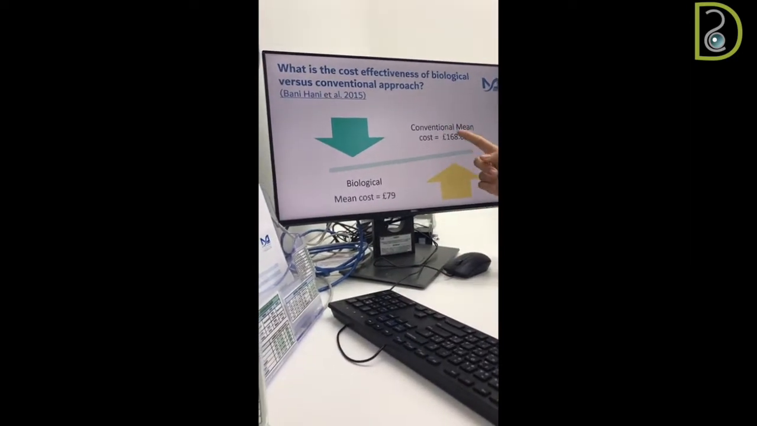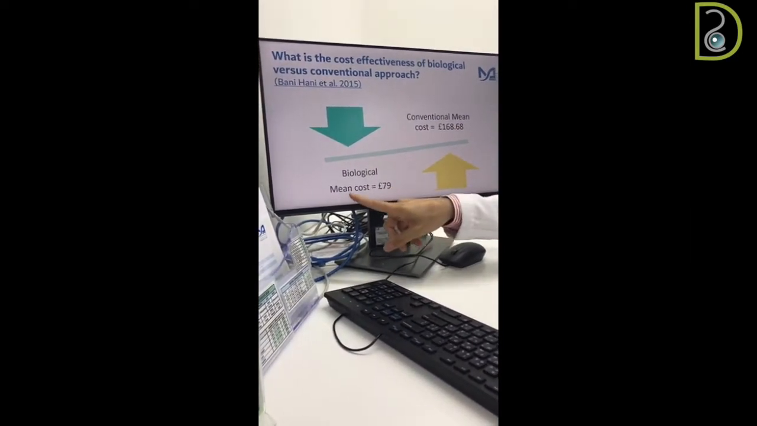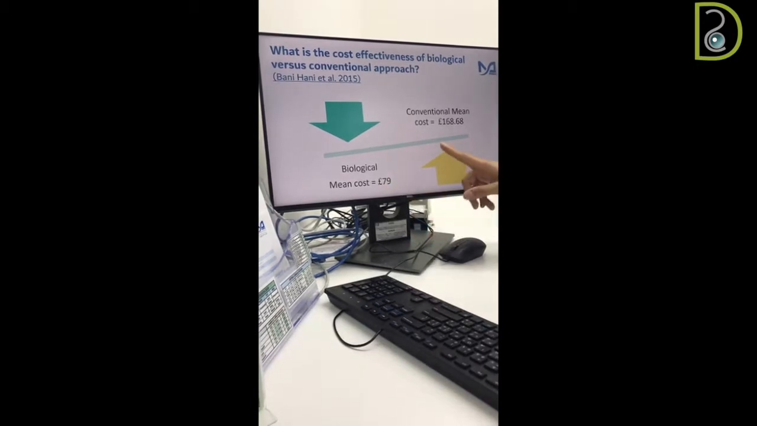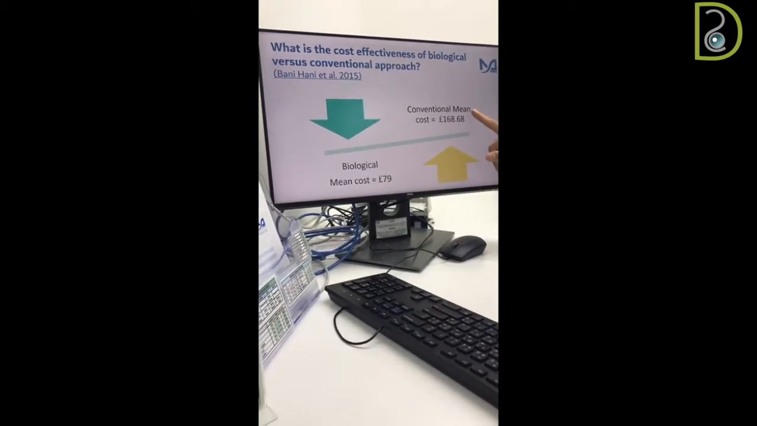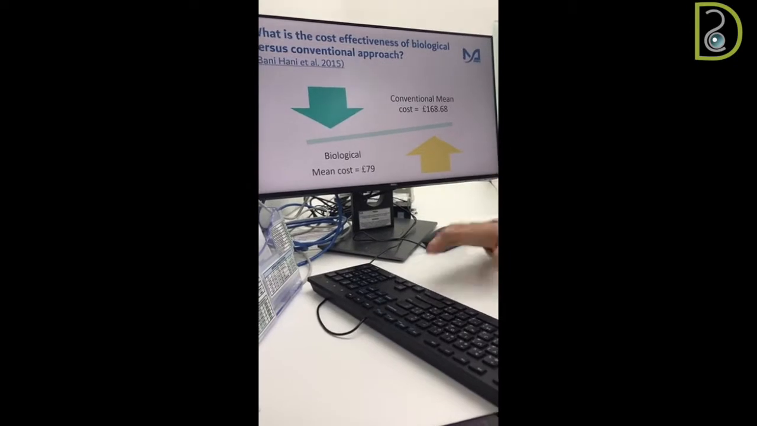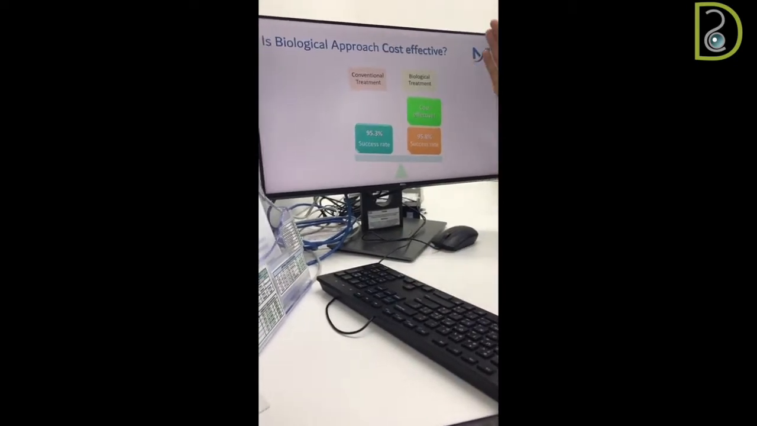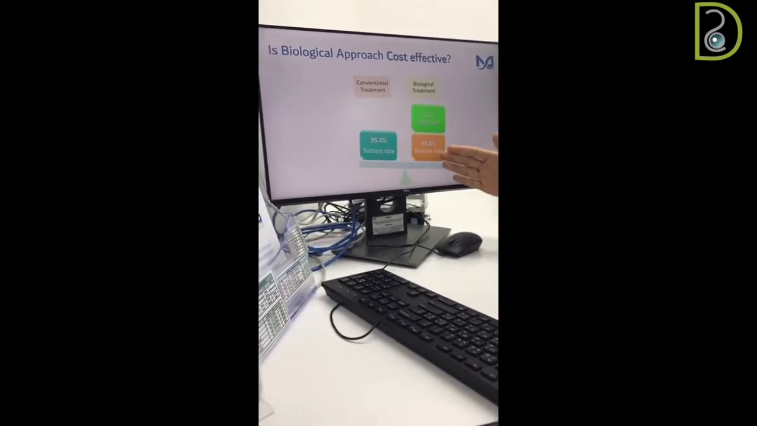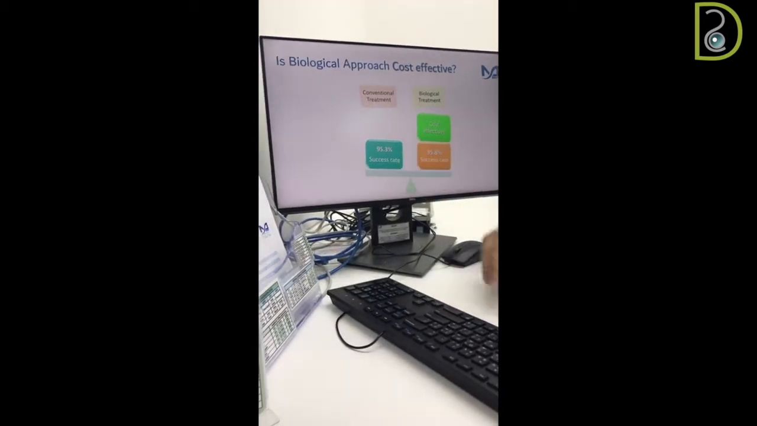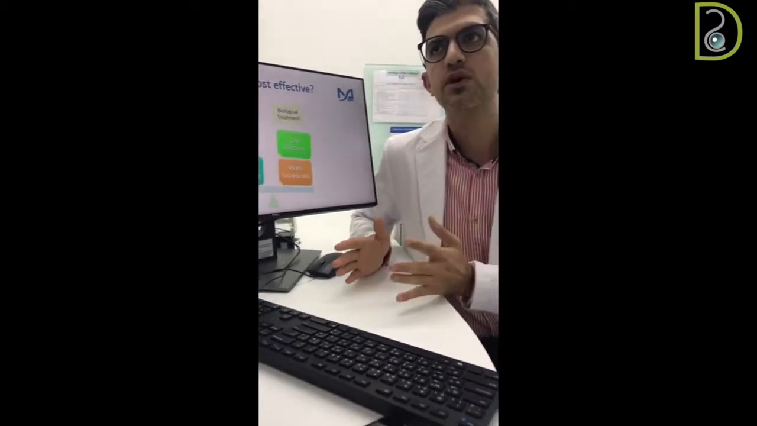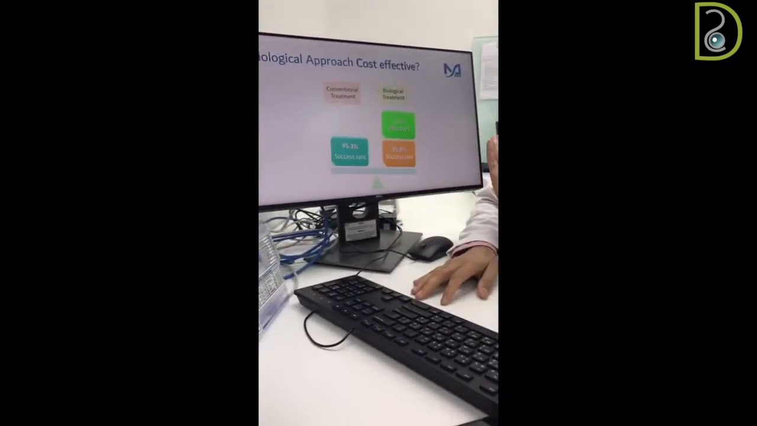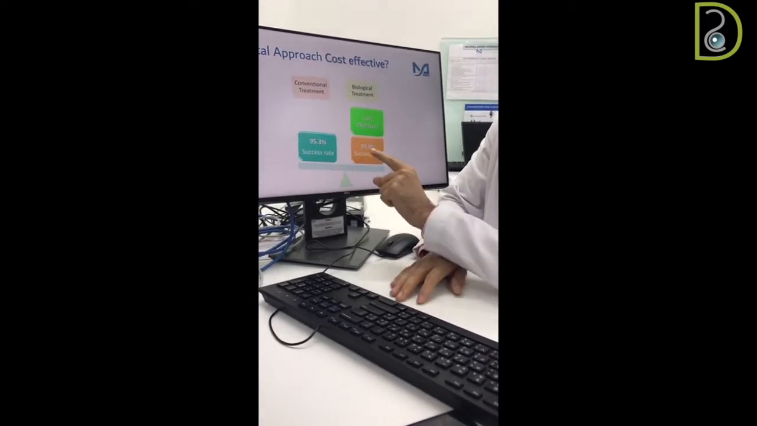If you look at the cost effectiveness, the mean cost for biological was £79 and for conventional it was £168, so it is cost effective. She also looked at the success rate of a stainless steel crown done in two ways: the conventional technique, with preparation, and the biological technique with no preparation, using the Hall technique. Both have the same success rate.